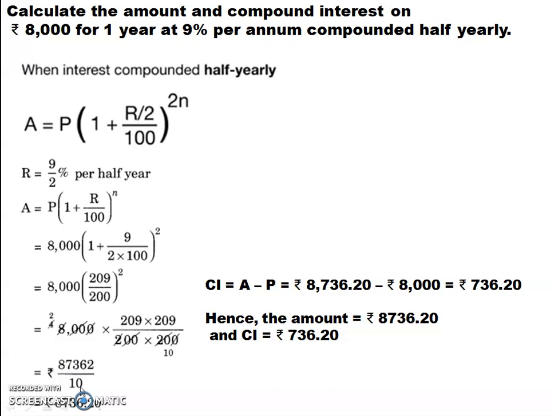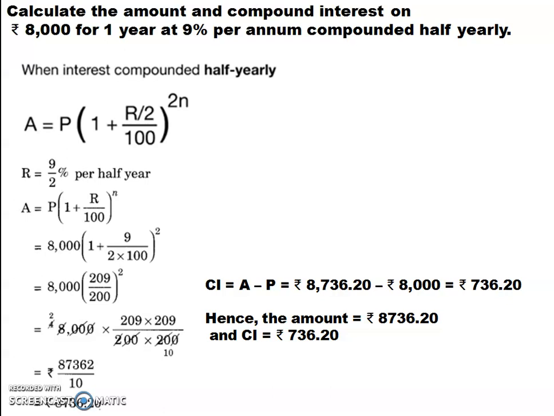87,362 by 10. So you will get rupees 8,736.2 as the amount. So what will be the compound interest? Compound interest will be amount minus principal, that is 8,736.20 minus 8,000, that is 736.20.